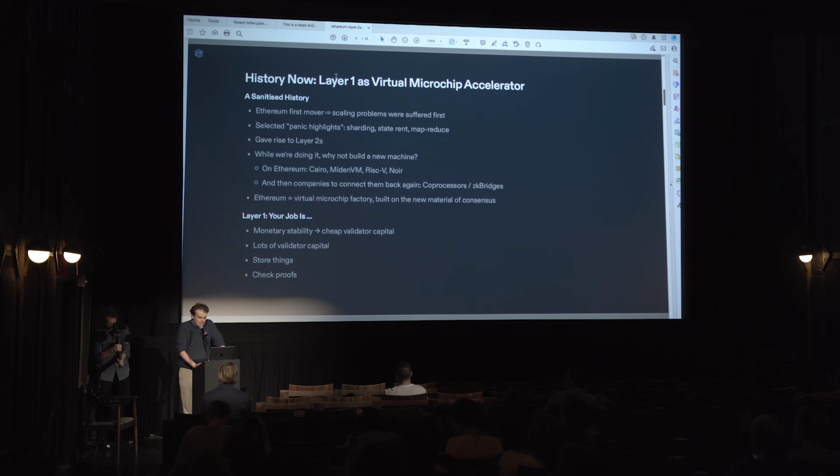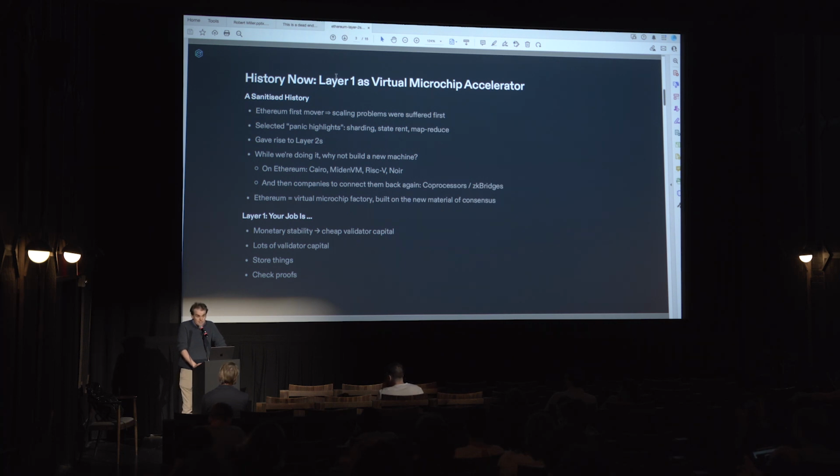This gave rise, obviously, to the production of layer 2s, and they all scratched their heads and thought, well, whilst we're doing this, we have mixed views on the EVM, and we have maybe some other machines that would be interesting to trial too. So let's try Cairo and Miden and RISC-V and Noir. And then there's all these companies that are tying the balkanized state of these things back to these L2s so that they can reason about things that are going on in other chains. And of course, there's also the ZK bridges, doing the same thing between L1s and L2s.